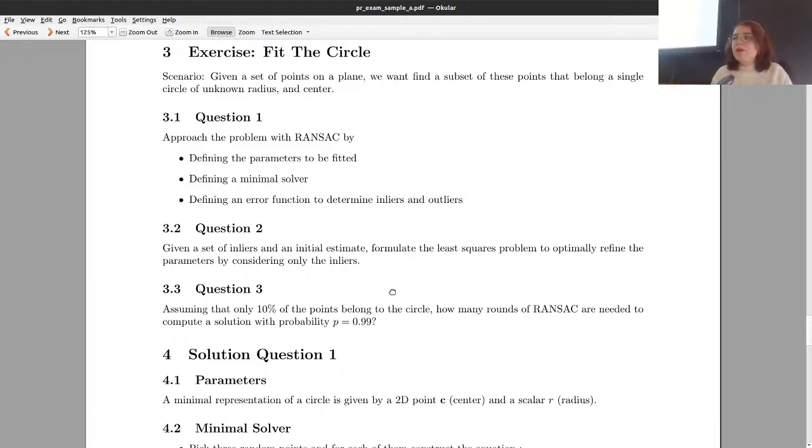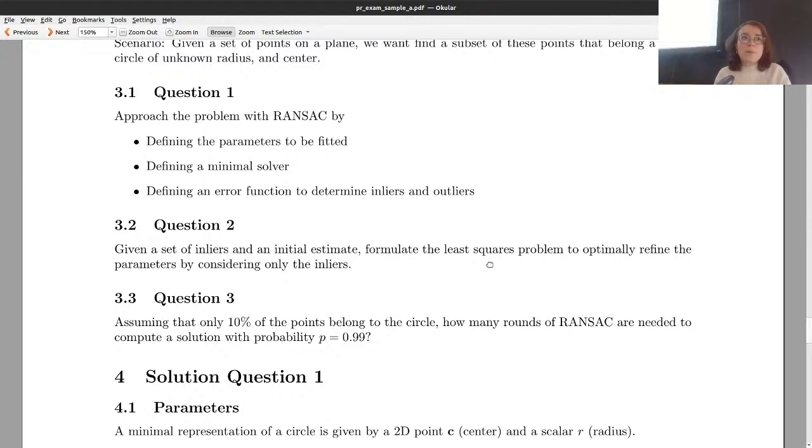Of course, in order to do this, you need, as usual, to formulate the least squares problem, which means define the state, the error, and the dimension of the Jacobian. Then the third question is very simple. You will see the solution.